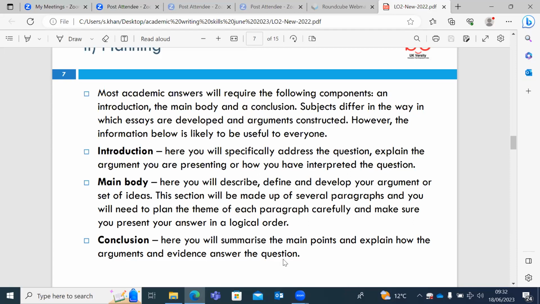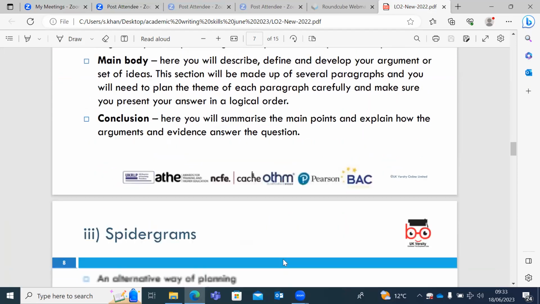The second part is the main body. Here you will describe, define, and develop your argument or set of ideas. This section will be made up of several paragraphs, and you will need to plan the theme of each paragraph carefully and make sure you present your answer in a logical order. Conclusion. Here you will summarize the main points and explain how the arguments and evidence answer the question.